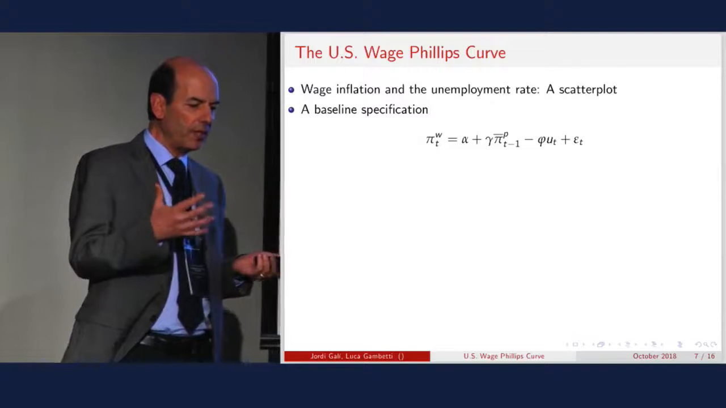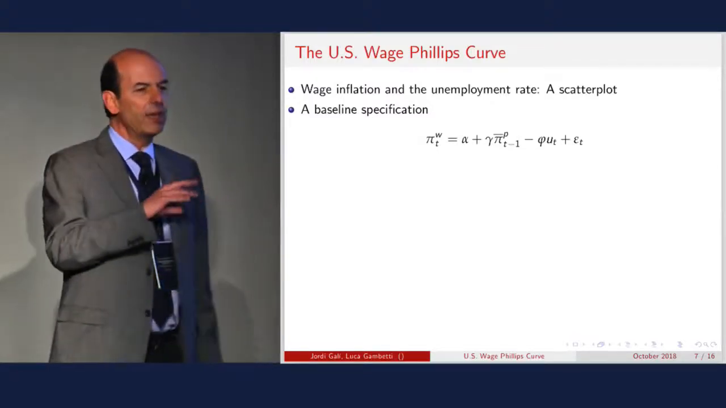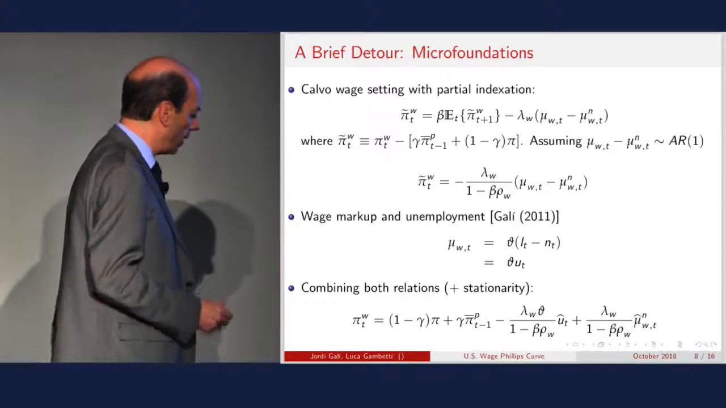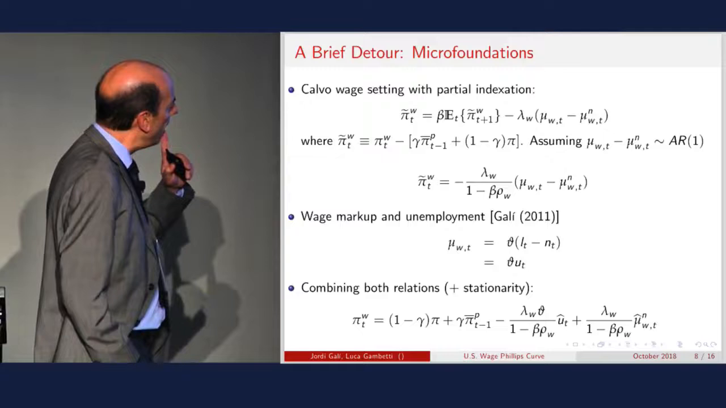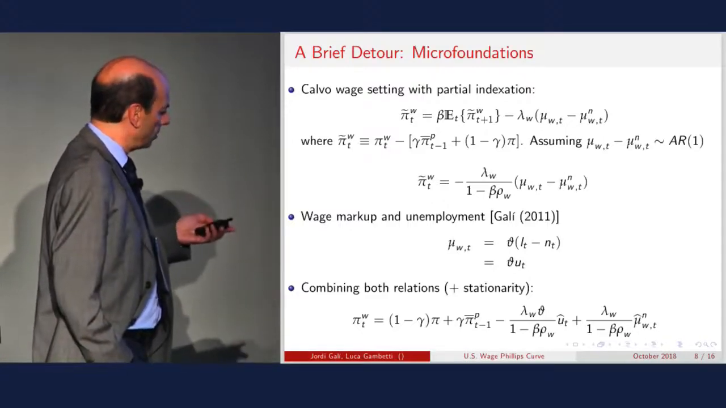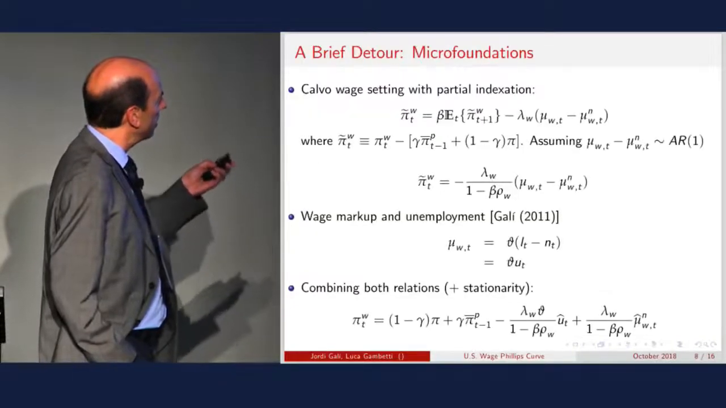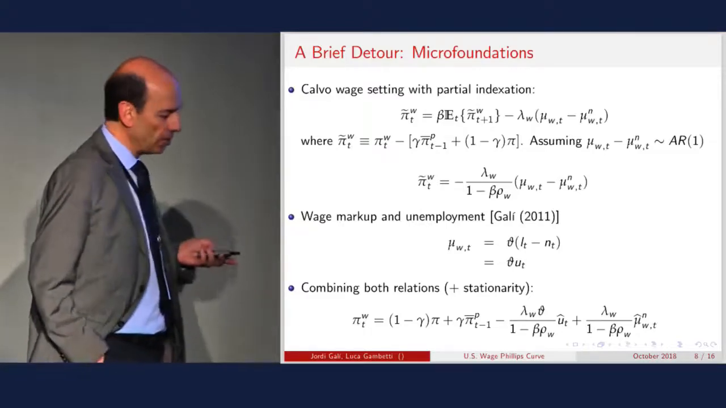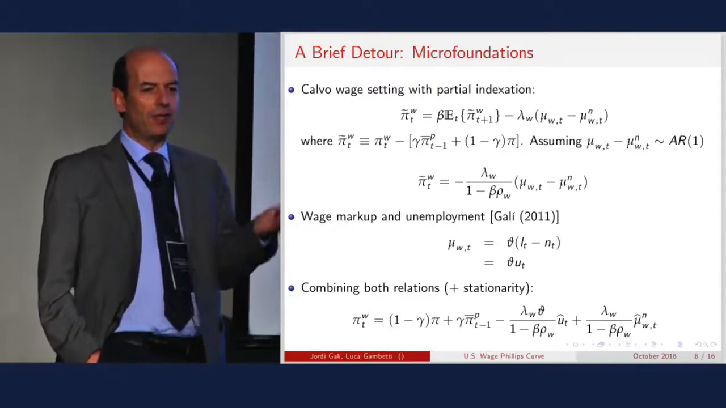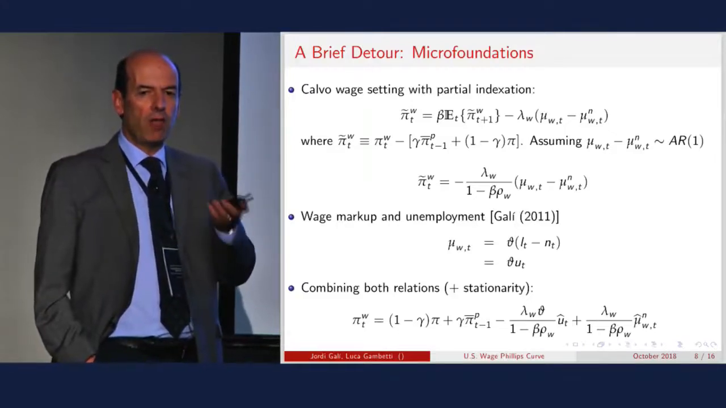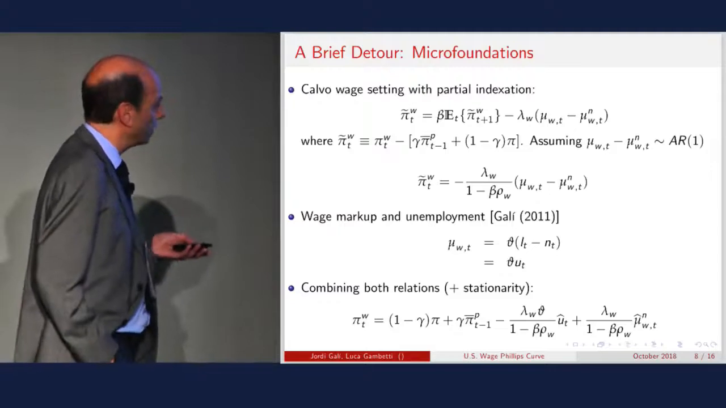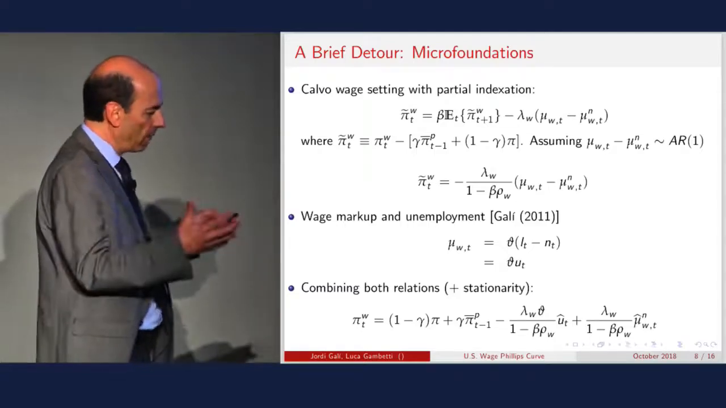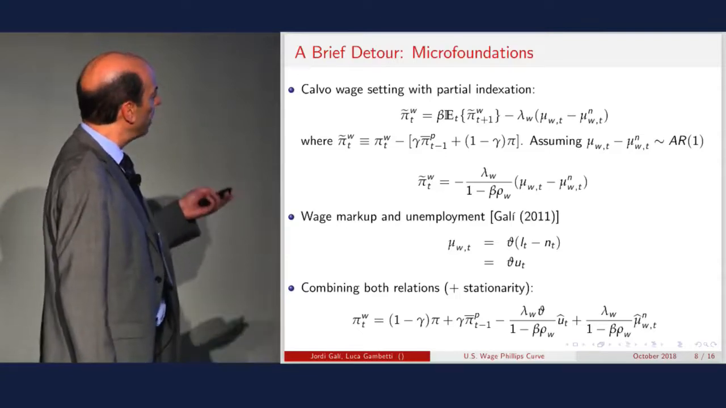Now, an equation like this can be given some micro foundations, and I think it's useful in order to interpret, for instance, the nature of the error term. Very quickly, this is based on some work of mine, which relies on a standard specification of wage setting. It's a model of Calvo wage setting with partial indexation that is embedded in, I would say, the vast majority of DSGE models that are being used at central banks around the world. It's originally due to Erceg, Henderson, and Levin. That model of wage setting implies an equation for wage inflation that looks like this.